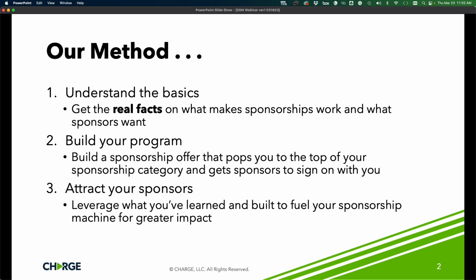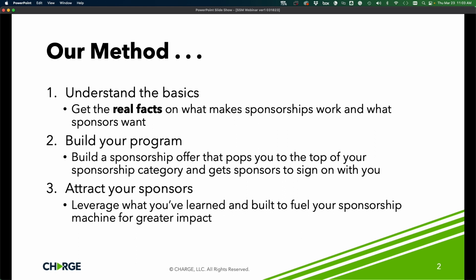So the Sponsorship Success Method is essentially 3 steps to finding sponsors. First, it's important that you understand the basics of sponsorship, that you get the real facts on what makes sponsorship work and what sponsors want. And most importantly, to be able to speak confidently to that, because you're engaged in a marketing conversation about helping sponsors solve their challenges through what you have to offer.